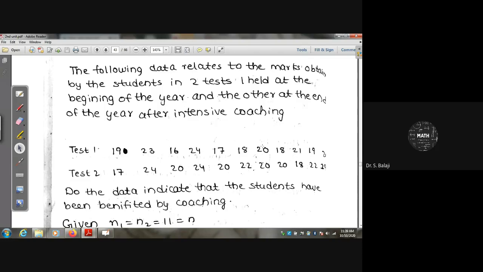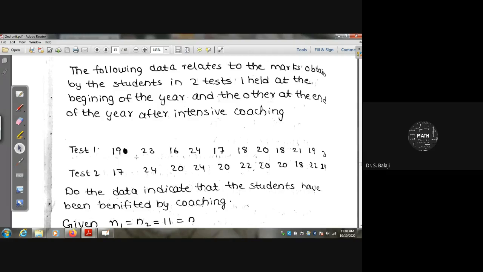Yes, 11 students here, the same set of people. One is before coaching, another one is after coaching. And the question is: do the data indicate that the students have benefited by coaching? Therefore, we are going to check whether this data gives good information about the coaching or not.